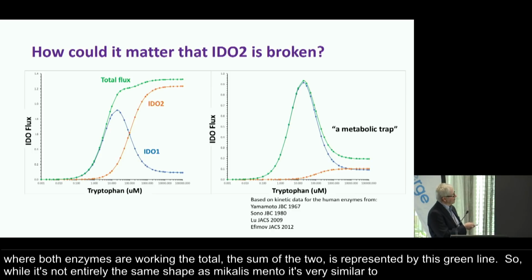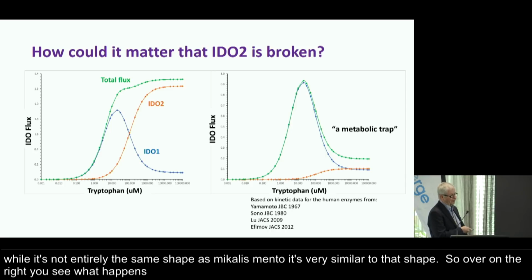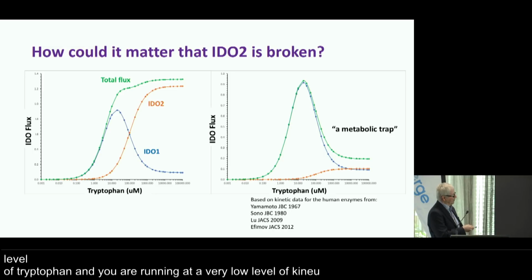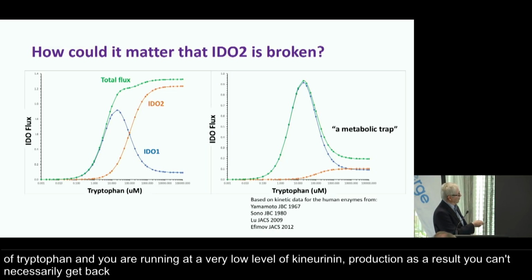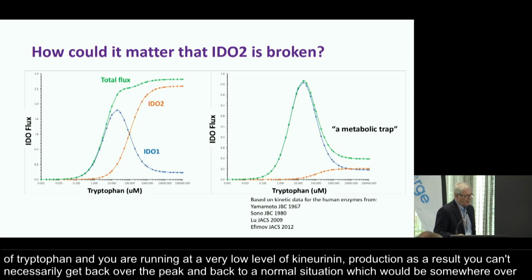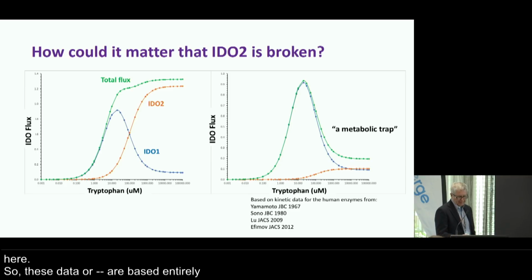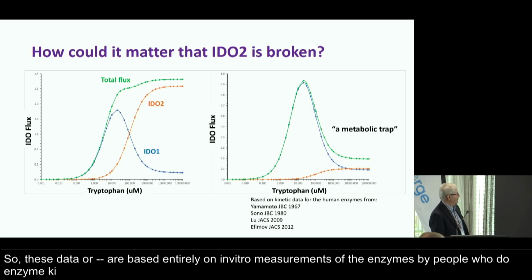And so over on the right, you see what happens if IDO2 is broken. There, now the IDO1 substrate inhibition dominates the shape of the total curve. And so if you ever get in the situation where you have reached this high level of tryptophan and you are running at a very low level of kynurenine production as a result, then you can't necessarily get back over that peak and back to a normal situation, which would be somewhere over here. And these data were based entirely on in vitro measurements of the enzymes by people who do enzyme kinetics for a living, and those people are listed in the legend there at the bottom.